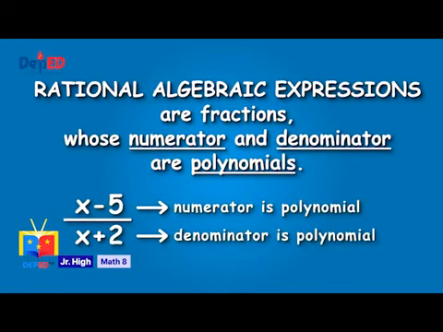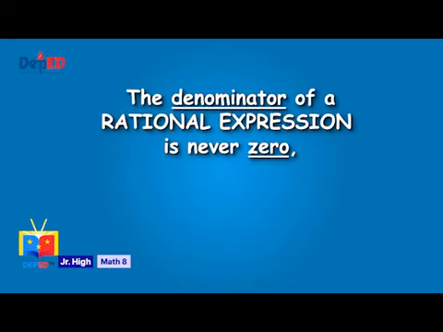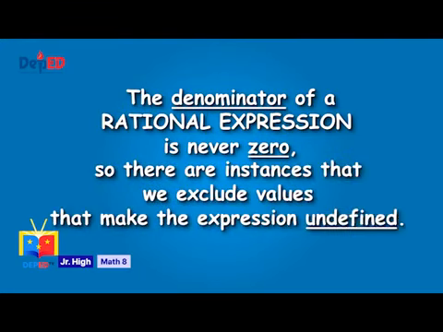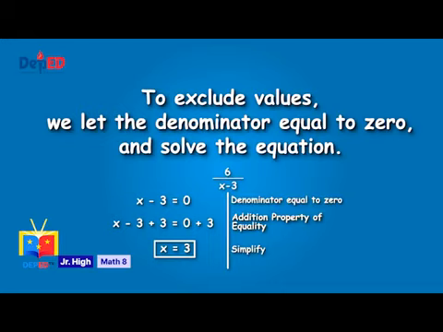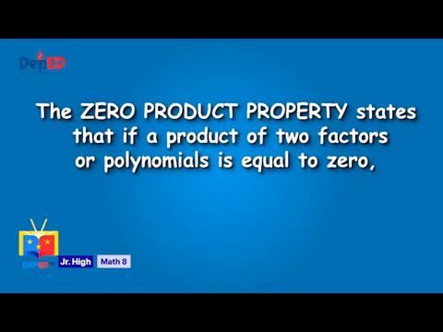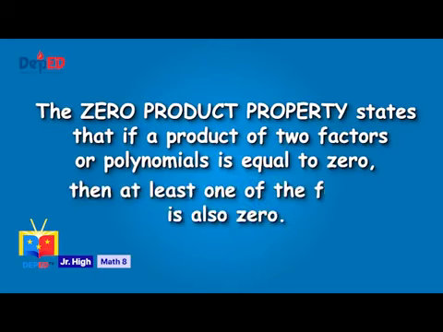Rational algebraic expressions are fractions whose numerator and denominator are polynomials. The denominator of a rational expression is never 0. So there are instances that we exclude values that make the expression undefined. To exclude values, we let the denominator equal to 0 and solve the equation, sometimes by factoring. The zero product property states that if a product of two factors or polynomials is equal to 0, then at least one of the factors is also 0.